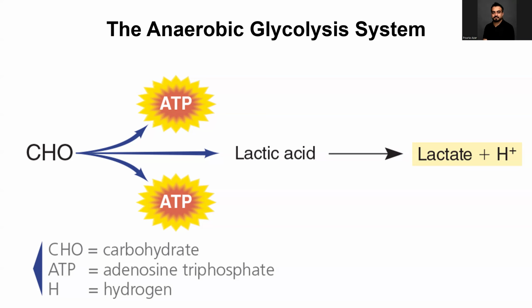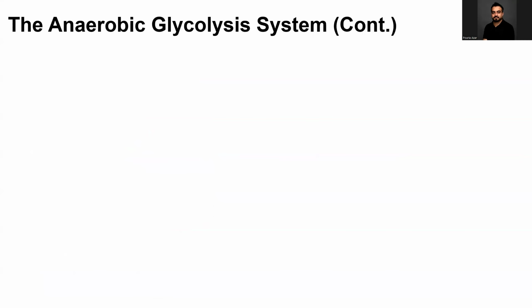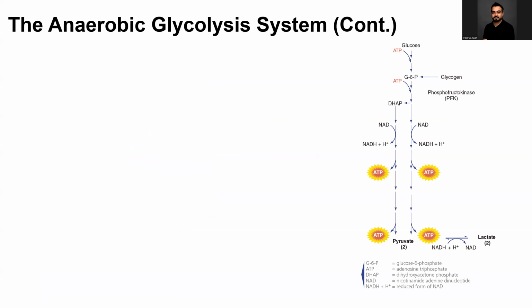So in this reaction in the anaerobic glycolysis system, again, it's anaerobic, which means without oxygen. We get lactic acid, and this energy system produces two ATPs. And from the lactic acid, we get lactate and one hydrogen ion. So this is the overall view of the glycolysis system, but we will talk about that in detail.